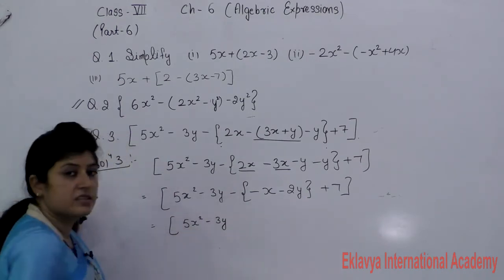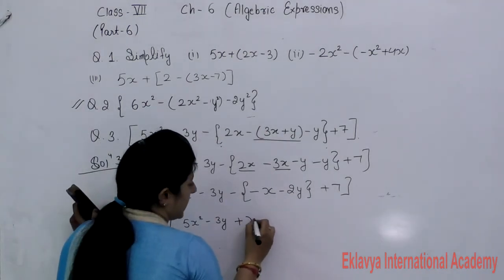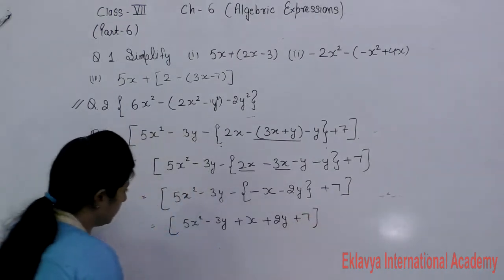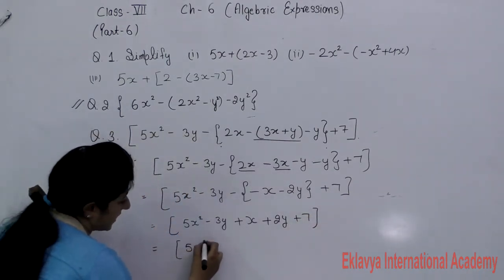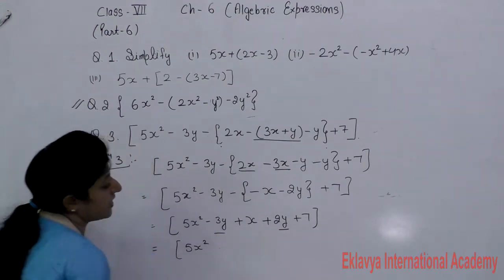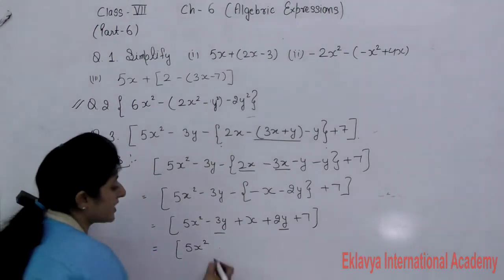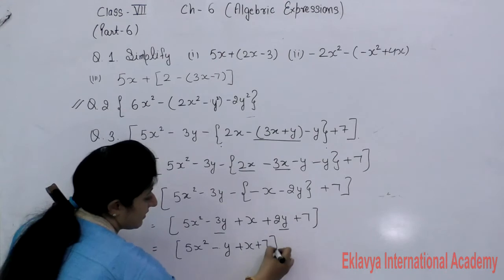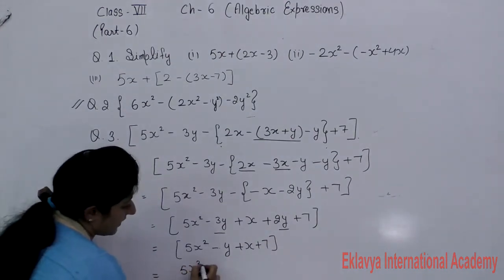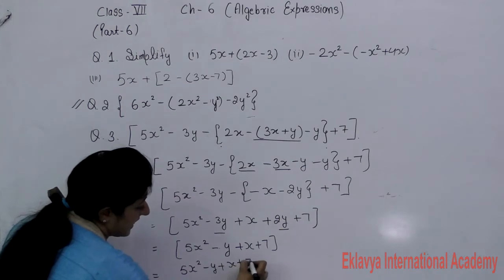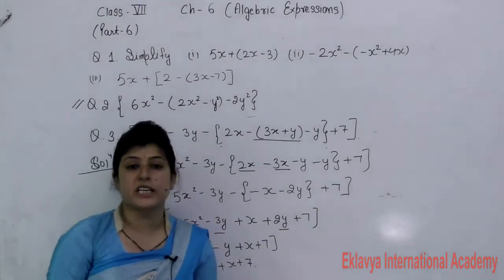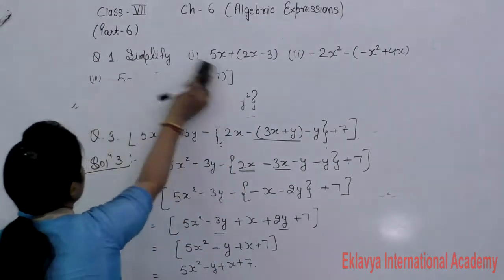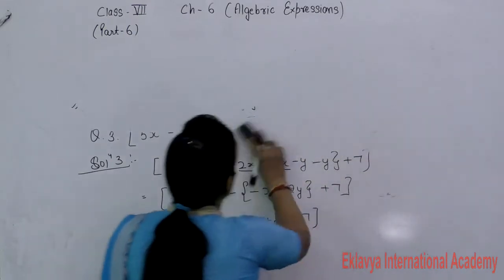Again here the sign is negative, so change minus into plus, this also plus 7. 5x square minus 3y plus 2y, minus 3 plus 2 minus 1, there is no need to write down 1, plus x plus 7. So our answer is 5x square minus y plus x plus 7. All the terms are different, so this is our answer. So this time we will remove the grouping symbol from our problems.